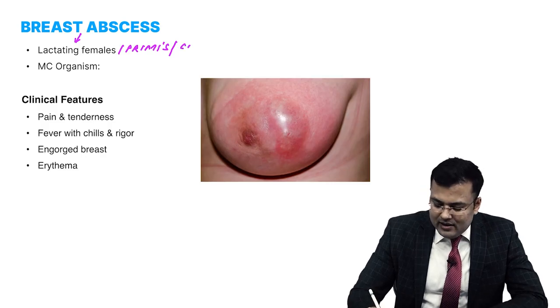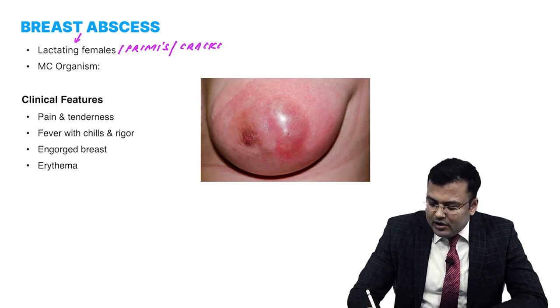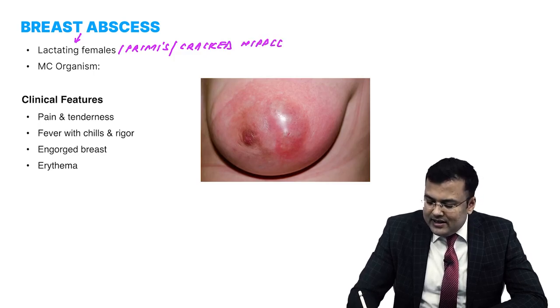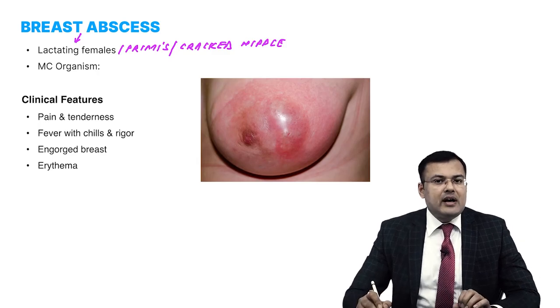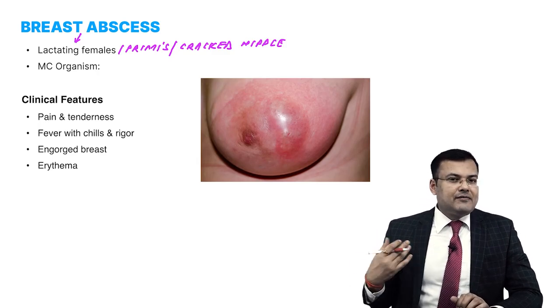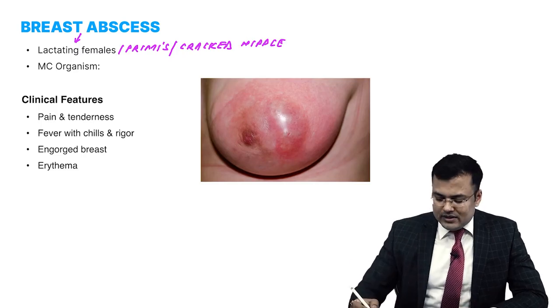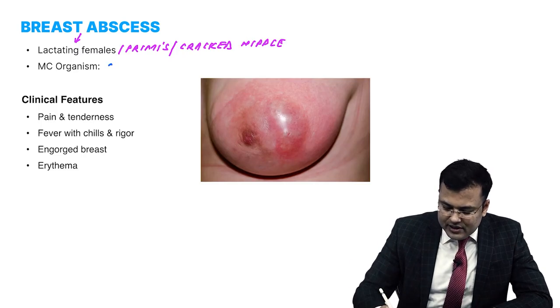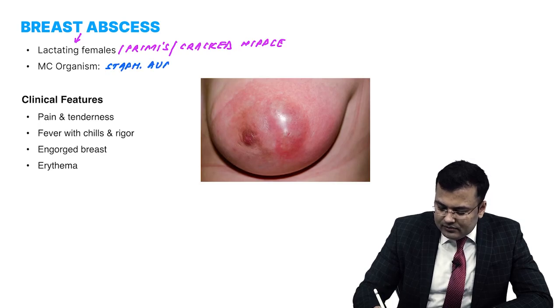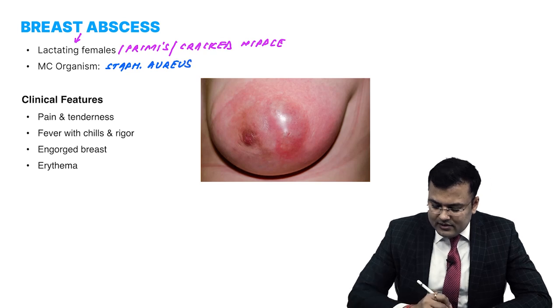So what you will find? Cracked nipple because of bite by the infant. There is faulty breastfeeding technique. There is cracked nipple or trauma around the nipple. There is one organism from the skin which goes inside. So what's the most common organism? It is Staph aureus. So most common organism is Staph aureus. Clear?